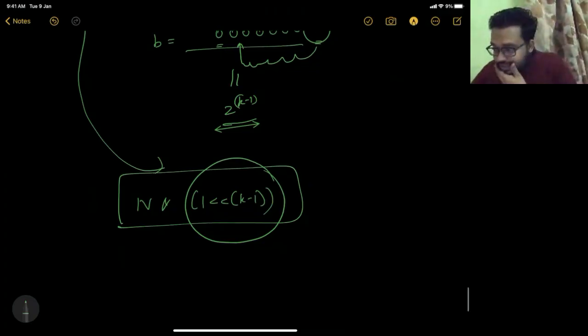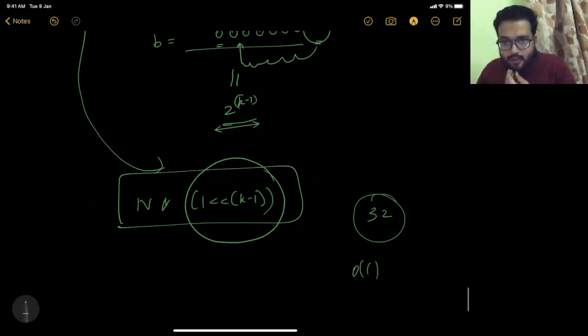You just tell the compiler that, hey, I want to do left shift k minus 1 times. Your compiler will do it for you, and you are saving yourself the worry of "I took so much time in calculating the power." Okay, got it. Yeah. Thank you, Saurabh.